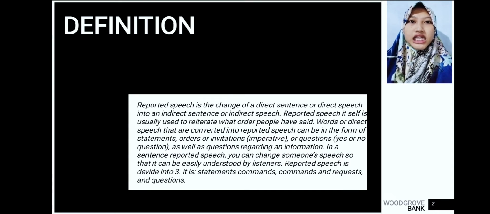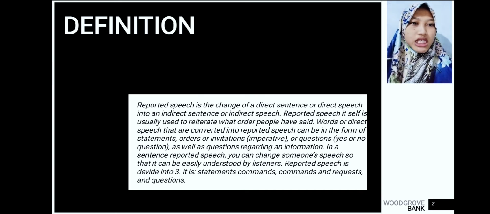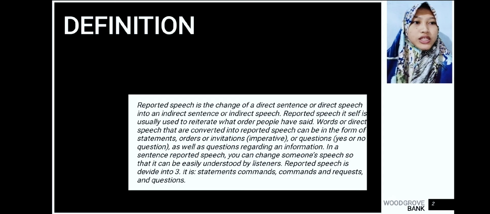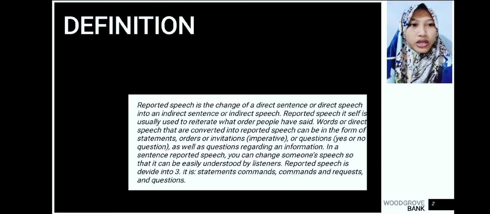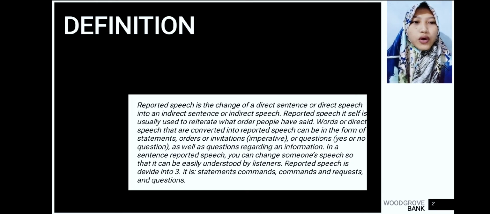The first material is definition of reported speech. Reported speech is the change of a direct sentence or direct speech into an indirect sentence or indirect speech. Reported speech itself is usually used to reiterate what other people have said. Words or direct speech that are converted into reported speech can be in the form of statement, orders or invitation, or imperative, or question, yes or no question, as well as question regarding an information.